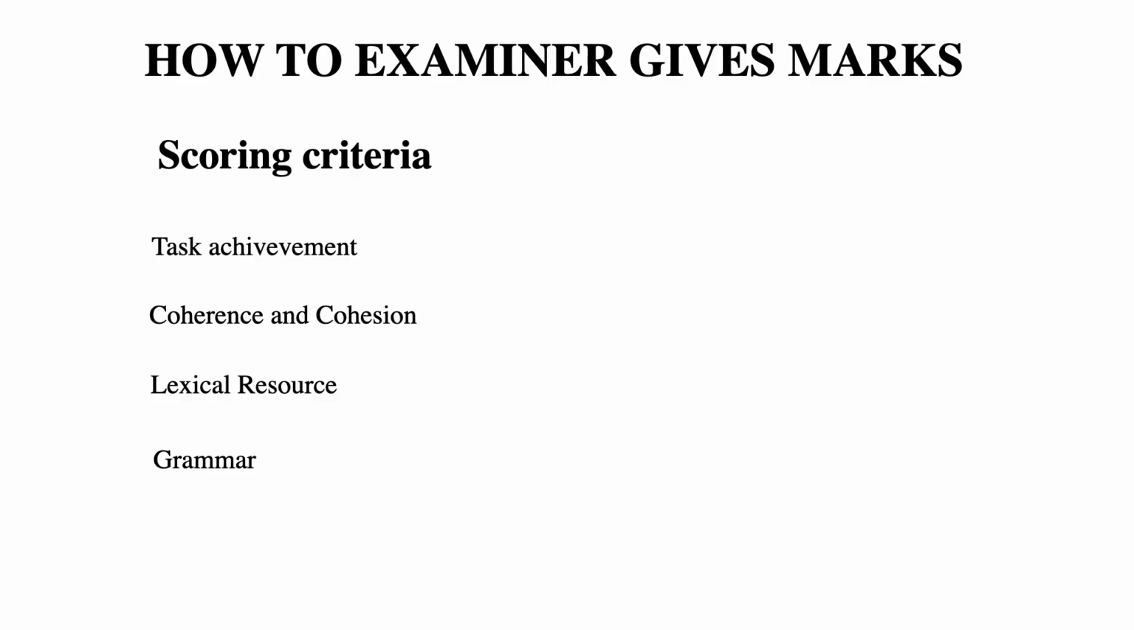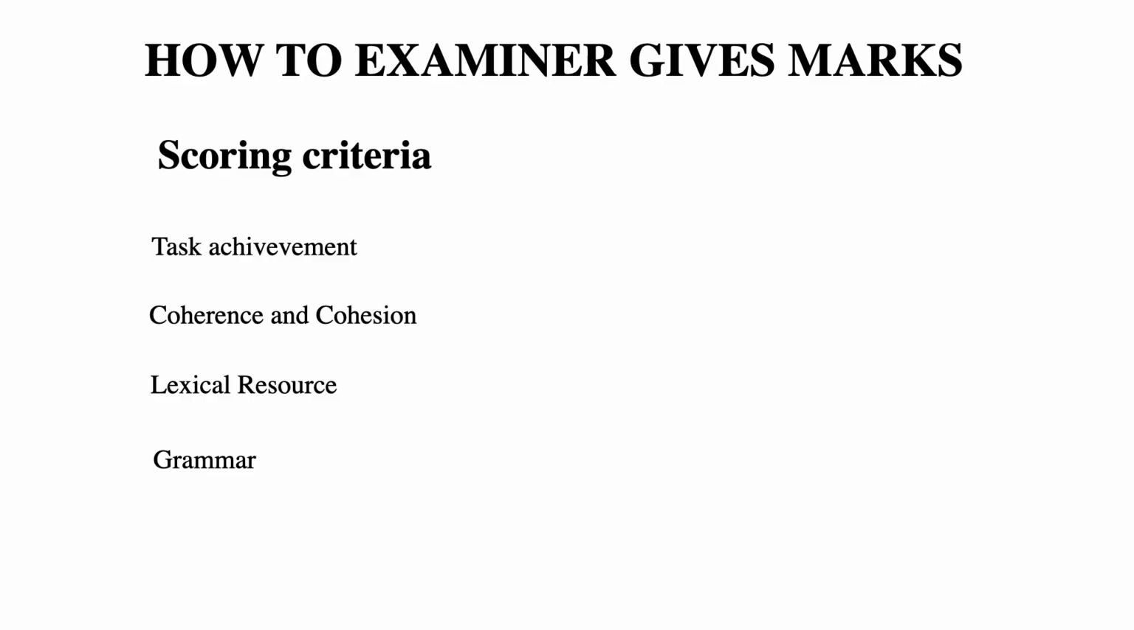The first scoring criterion is task achievement. This simply means, did you answer exactly what the question asks? Did you include all the important information? Did you complete the task correctly? For example, if the question asks you to compare 2 charts, but you only describe one chart, you lose marks. So remember, your answer must match the task perfectly.